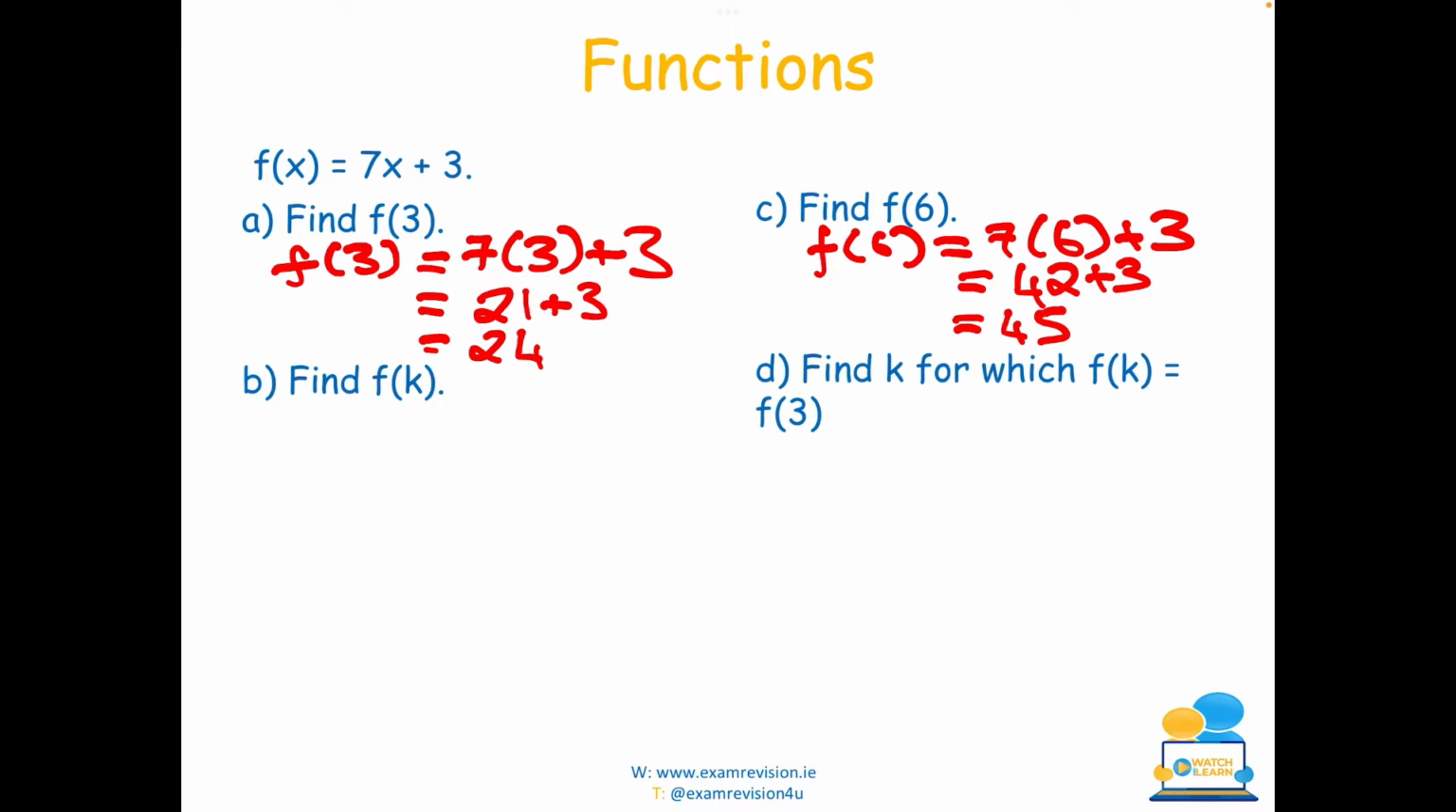Right, the next one then, it asks you to find f of k. This is where students start to get a bit confused. The reason being is people are used to dealing with numbers, and then when the letters come along, they freak out. So you just treat it the exact same way you would have treated your numbers above. You're substituting in k. Everywhere you see x, you're replacing it with k.